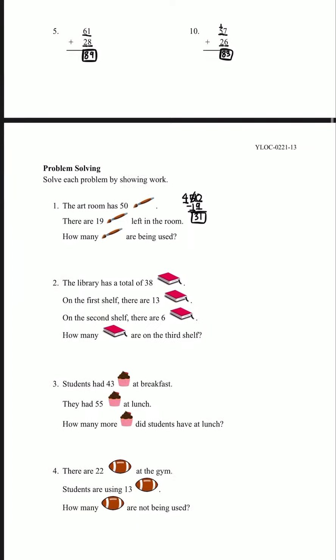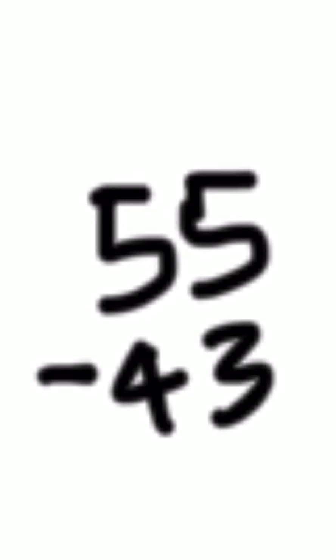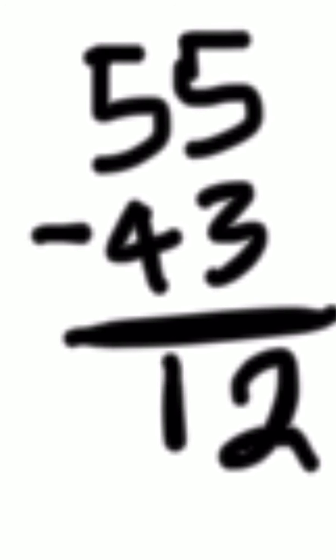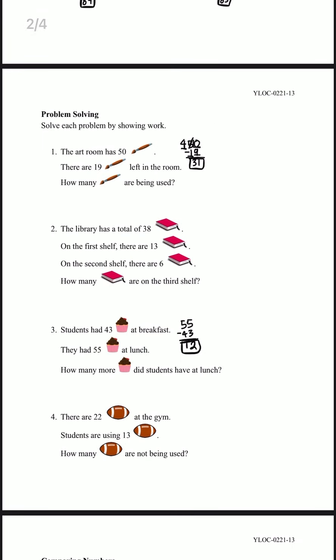Let's look at number 3. Students had 43 cupcakes at breakfast. They have 55 cupcakes at lunch. How many more cupcakes do students have at lunch? So to find out how many more cupcakes they had at lunch, we need to subtract 43 from 55. So 55 minus 43. 5 minus 3 is 2, and 5 minus 4 is 1. So 12 is the answer for number 3. Let's move on to the next page.